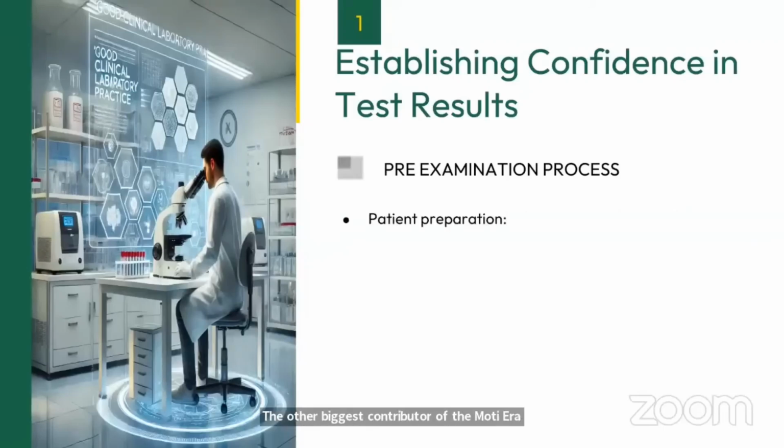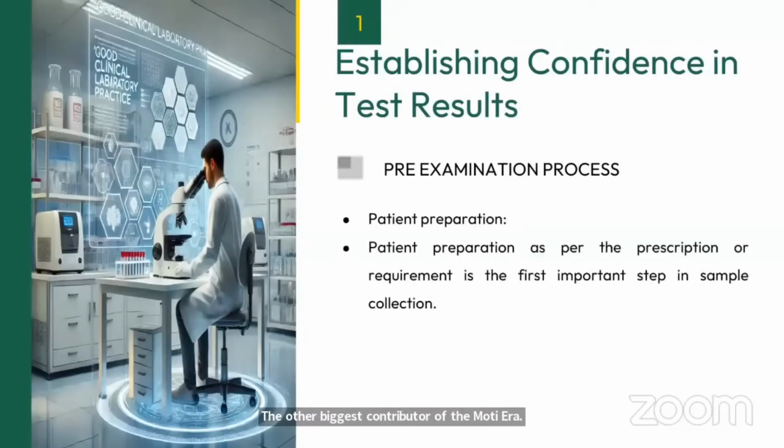So to begin with, the first step is patient preparation. Patient preparation, as per the prescription or requirement, is the first important step in sample collection. So what is meant by patient preparation? Many times, not all tests can be performed at any time of the day. So for that purpose, you may require a specific preparation of the patient.